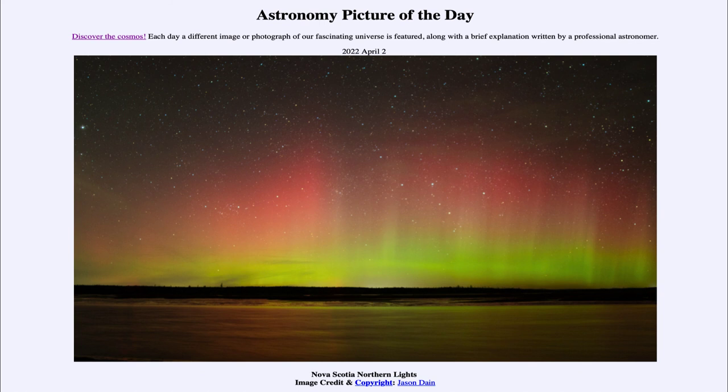So that was our picture of the day for April 2nd of 2022. It was titled Nova Scotia Northern Lights.